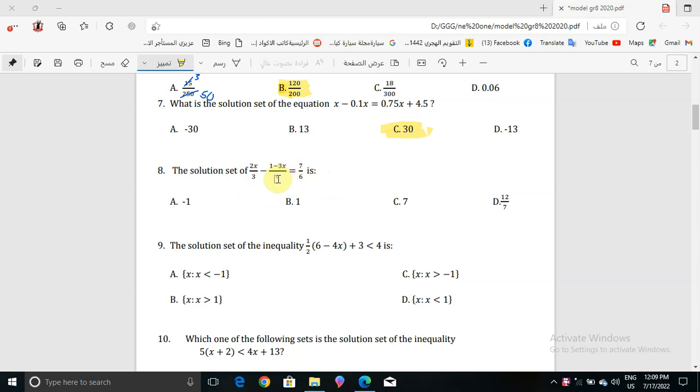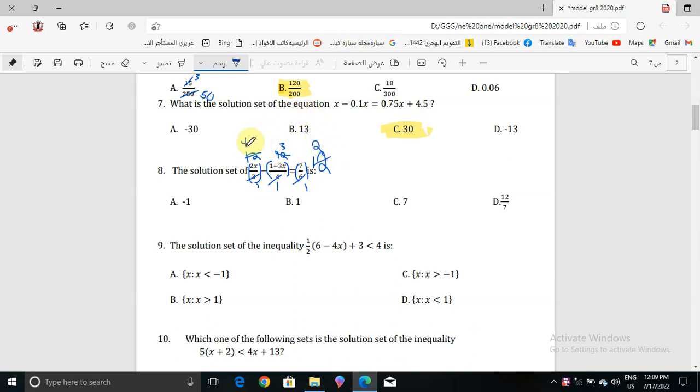So now what is the LCM of 3, 4 and 6? It will be 12, right? So that means 7 over 6 times 12 and 1 minus 3x over 4 times 12, and 2x over 3 times 12. Then here by 3 1, and here by 12 4, here by 1, and here by 3, and here by 1, and here by 2.